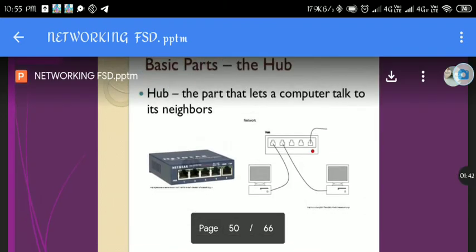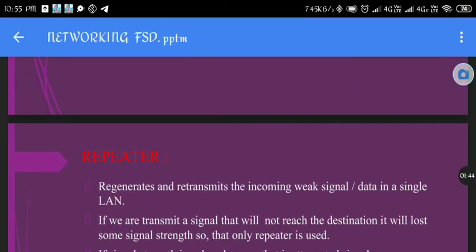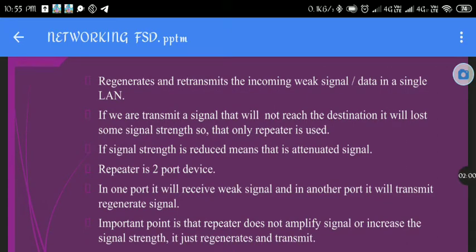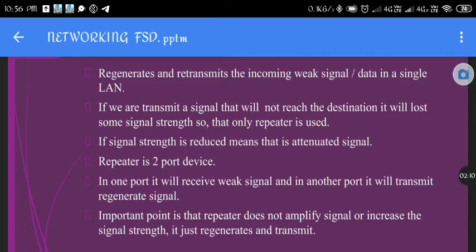Okay, then the next device we have to discuss is repeater. A repeater is a regenerator and retransmitter of the incoming weak signal data in a single LAN. If we are transmitting a signal, it may not reach the destination with the same strength; in between it has some signal strength loss, so a repeater is used. If the signal strength is reduced, that signal is called an attenuated signal.